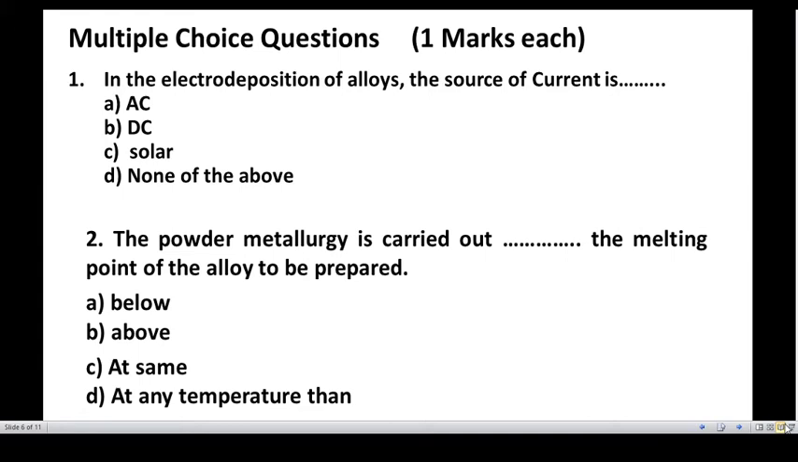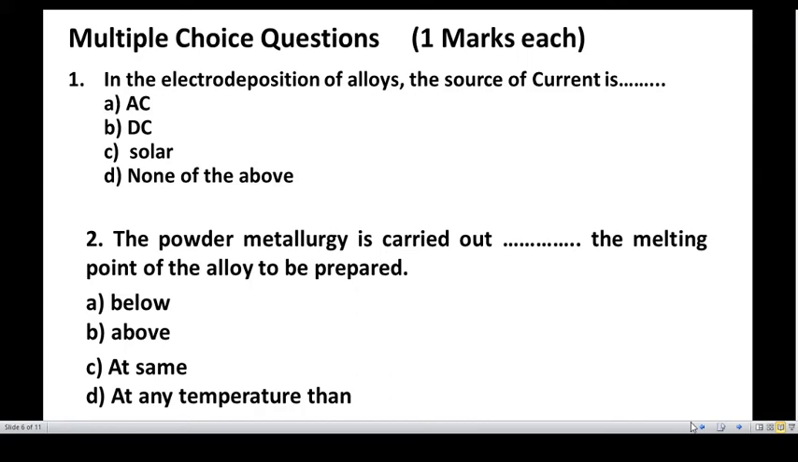Now coming to a few multiple choice questions which carry 1 mark each. The first question is, in the electrodeposition of alloys, the source of current used is dash. Options are AC, DC, solar and none of the above. In this process, actually the DC current is used. It is to maintain a permanent polarity of cathode and anode. So the option is DC.